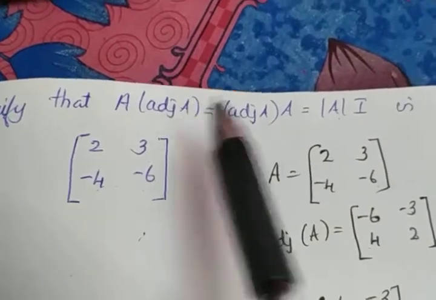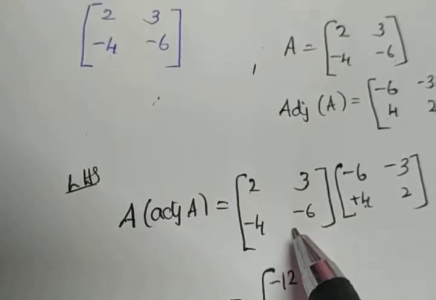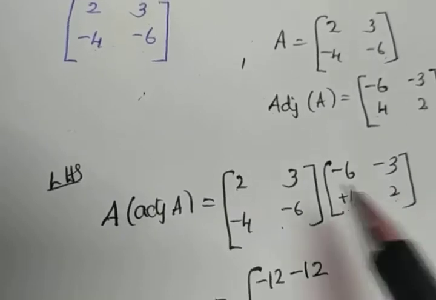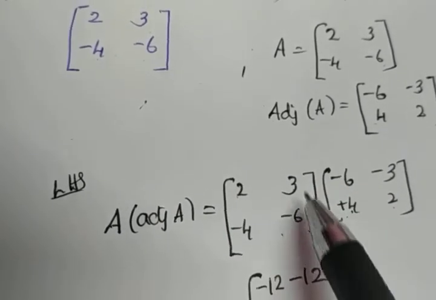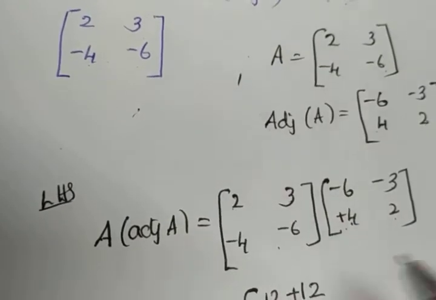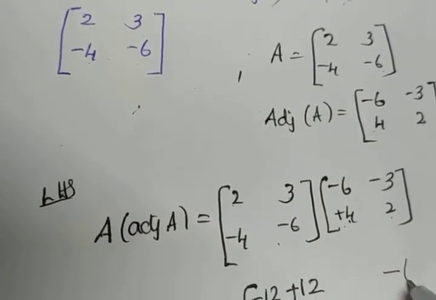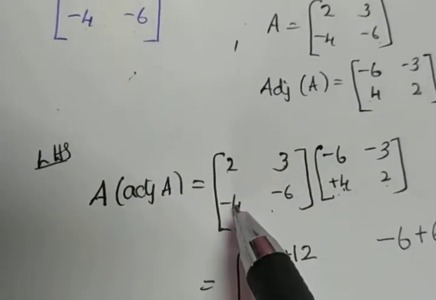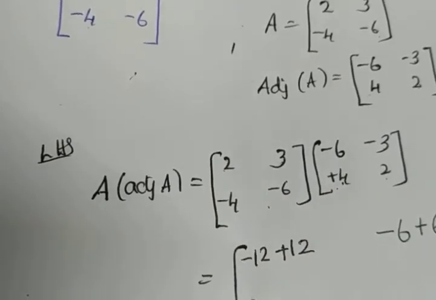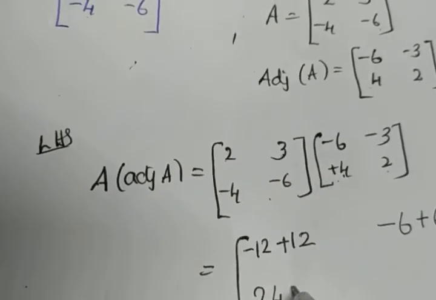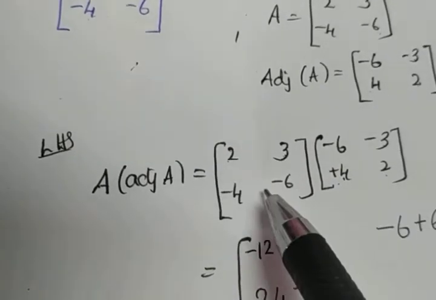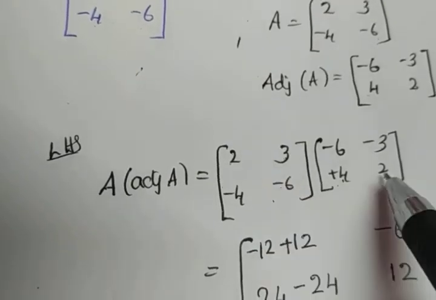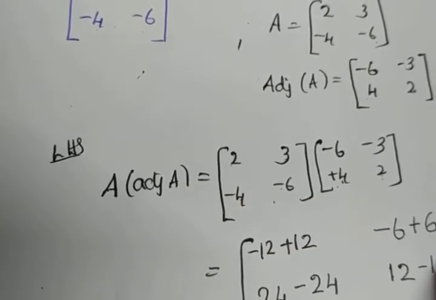And take the LHS. LHS is A into adj A. So I am multiplying A into adj A: 2, 3, minus 4, minus 6 into minus 6, minus 3, 4, 2. So 2 into minus 6 gives you minus 12 and 3 into 4 gives you plus 12. The next element is 2 into minus 3 is minus 6, 3 into 2 gives you plus 6. Here, minus 4 into minus 6 is 24, minus 6 into 4 gives you again minus 24. And the last element is minus 4 into minus 3 is 12, minus 6 into 2 gives you minus 12.